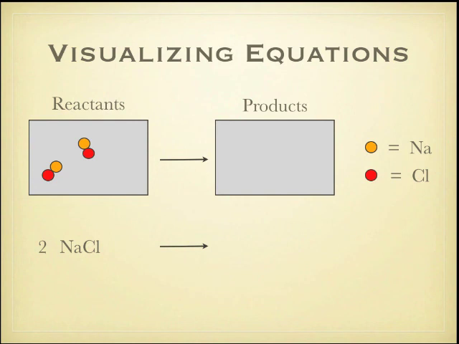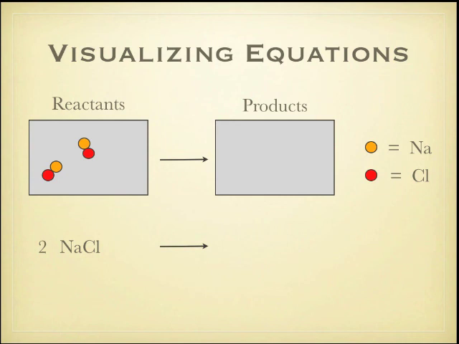NaCl is the formula for one of them. You're only looking at the ones connected. There's one Na and one Cl, so you can't say that there's two of each of them. But we say there are two whole units, two whole molecules, two NaCls. And those are going to rearrange themselves, and they're going to form different products.